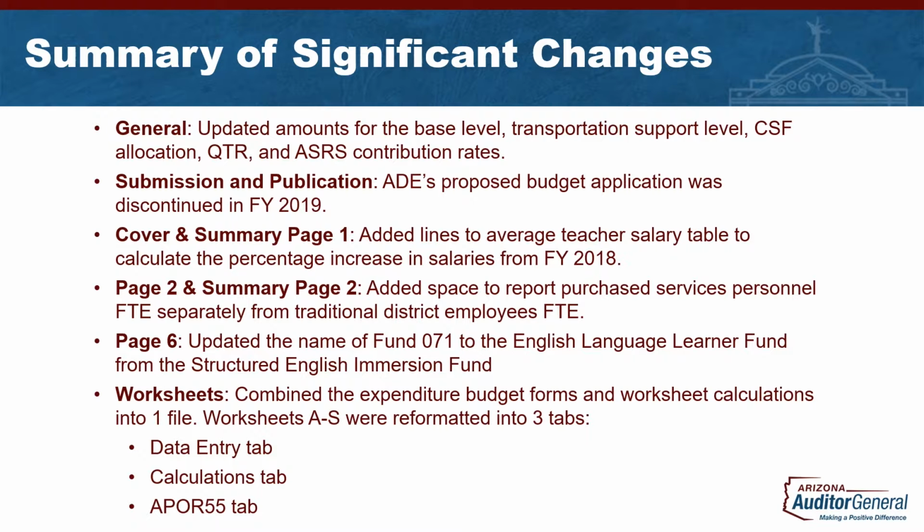And finally, we combined the expenditure budget forms and worksheet calculations into one file, the 2020 expenditure budget file. Worksheets A through S were reformatted into 3 tabs: the Data Entry tab, a Calculations tab, and an APOR 55 tab. We will spend the rest of this video describing how those 3 tabs should be used.